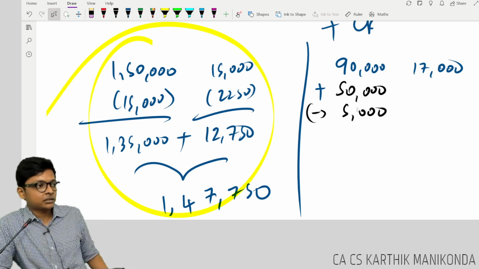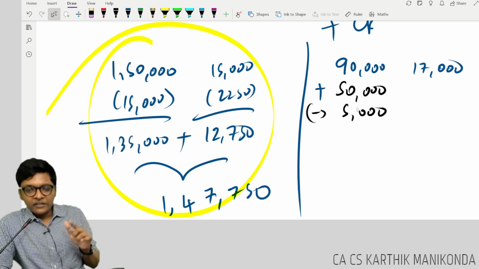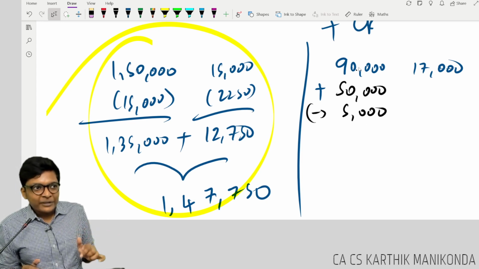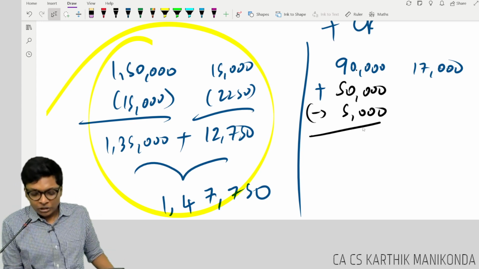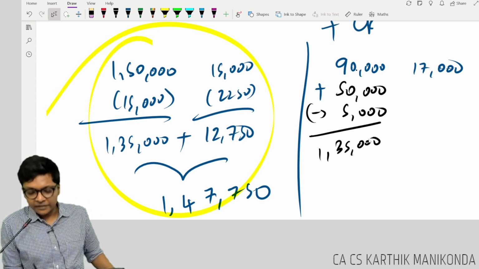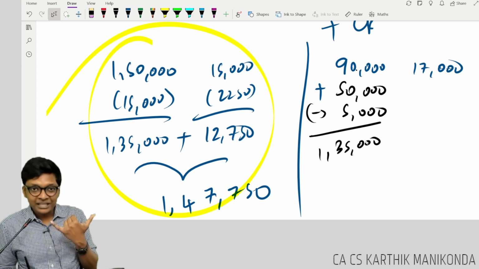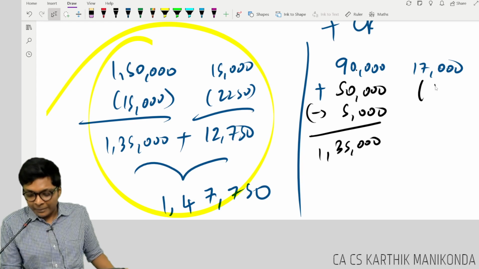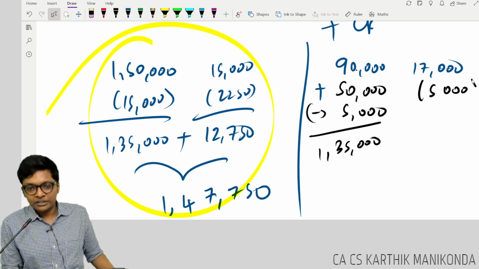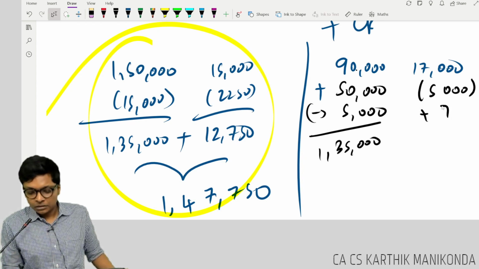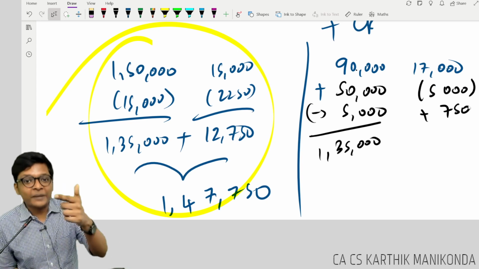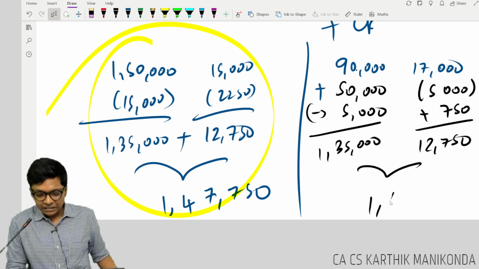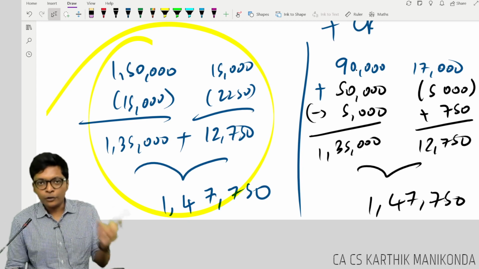Are you following, guys? Why only 5,000? Because this 90 already depreciated by 10,000, so I will get 1 lakh 35. Are you following, guys? Both are the same. It's just the approach. For furniture, 17,000 revaluation minus 5,000 plus 750 reversal of depreciation. So you will get 12,750. Answer will be 1 lakh 47,750. Are you following both, guys?